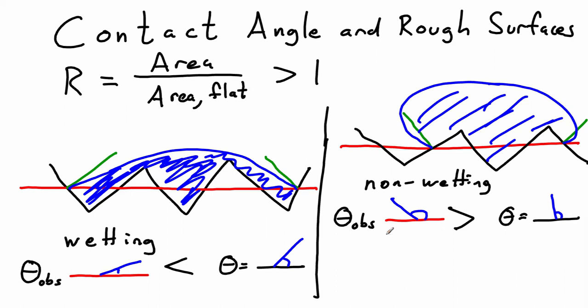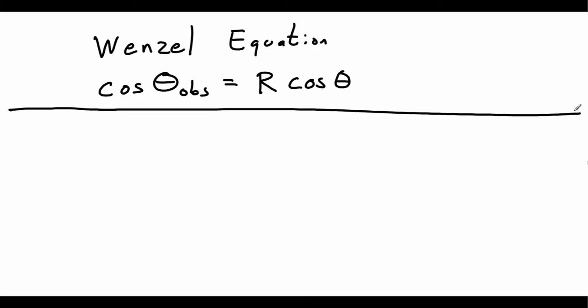So notice, in non-wetting, we became more non-wet when we roughened in terms of the observed contact angle. That would be the one we'd actually measure. And in the case of wetting, we became more wetting when we roughened. So roughening accentuates the pre-existing character of the material with respect to contact angle. This is summarized in the Wenzel equation. The cosine of the observed contact angle is equal to the roughness times the cosine of the nanoscopic actual contact angle. So let's do an example.